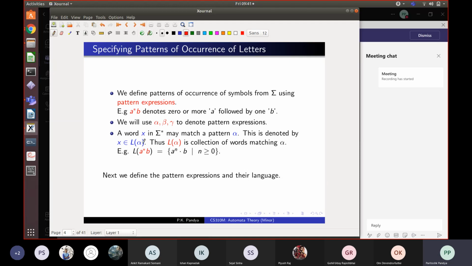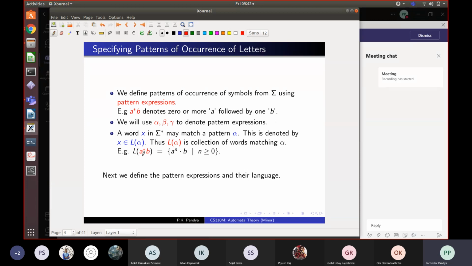This is the notation we will use. This is intended to show that X matches with alpha, or X belongs to the language of alpha. Thus, the language of alpha, L of alpha, is the collection of words which match with alpha. Okay, so is the notion of language of a pattern clear to you, what we are trying to do?